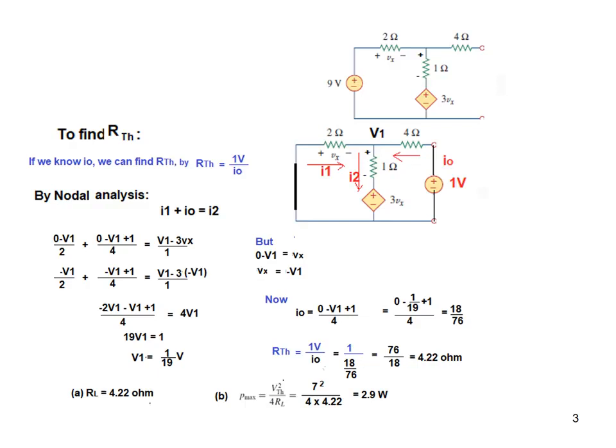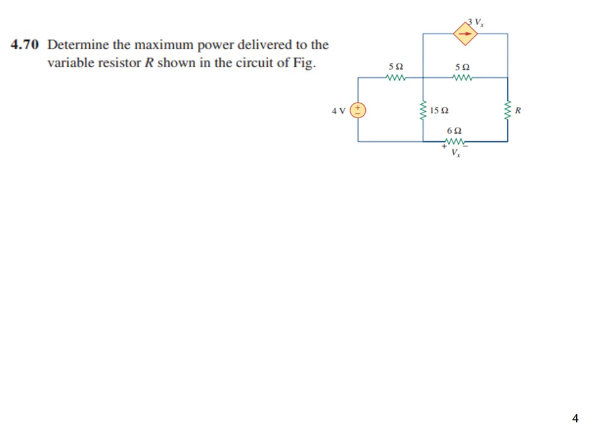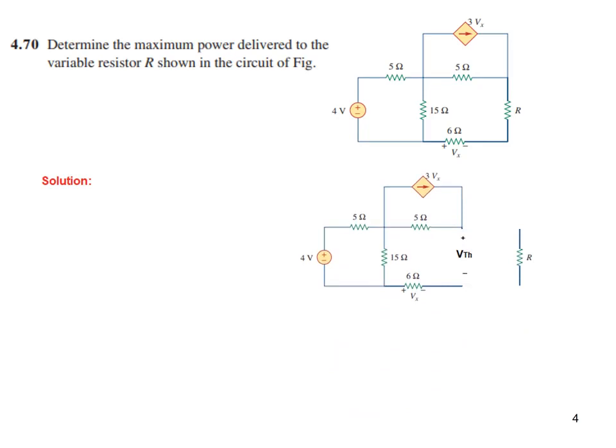So we'll do another example just to emphasize the concept. This is from the end of chapter, problem 4.70. This is the circuit with a dependent source here. So we'll follow the same technique. Separate the load resistance. Here the voltage will be V Thevenin, so we'll find this voltage.